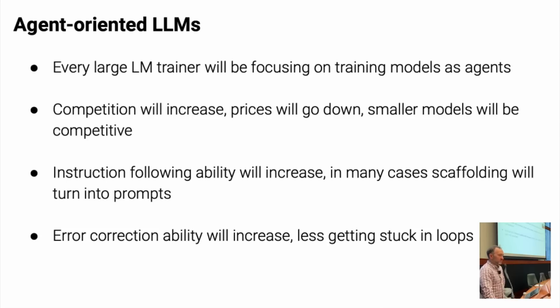Another thing is instruction following ability, specifically in agentic contexts, will increase. What that means is we'll have to do less manual engineering of agentic workflows and be able to do more by just prompting agents in more complex ways. Claude is already really good at this. It's not perfect, but it's already really, really good. And I expect the other models will catch up to Claude pretty soon. Error correction ability will increase, less getting stuck in loops. Again, this is something that Claude's already pretty good at. And I expect the others will follow.